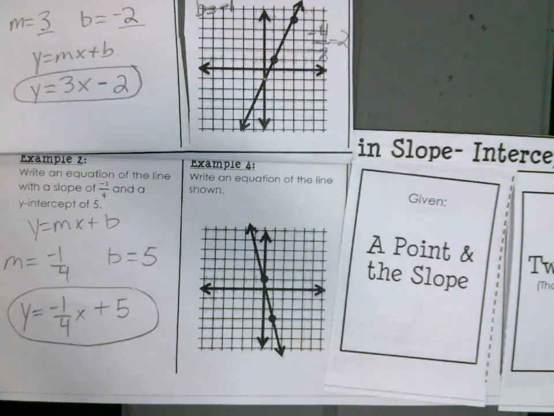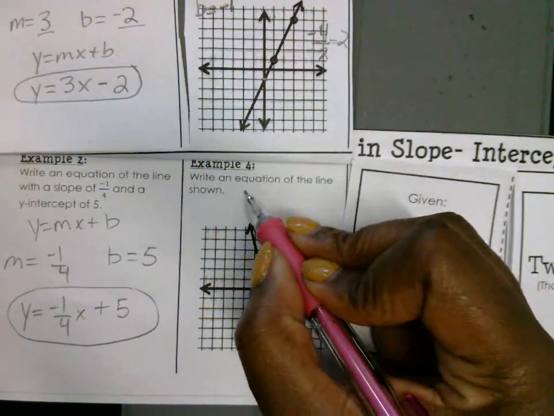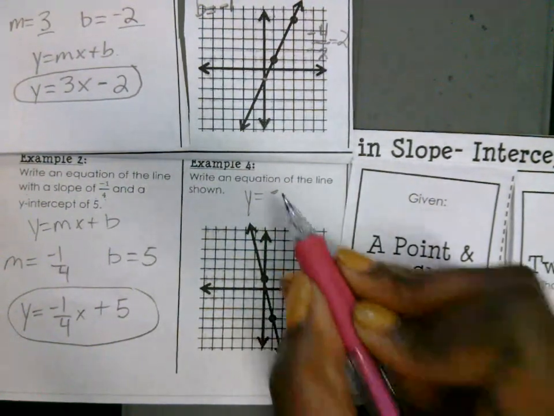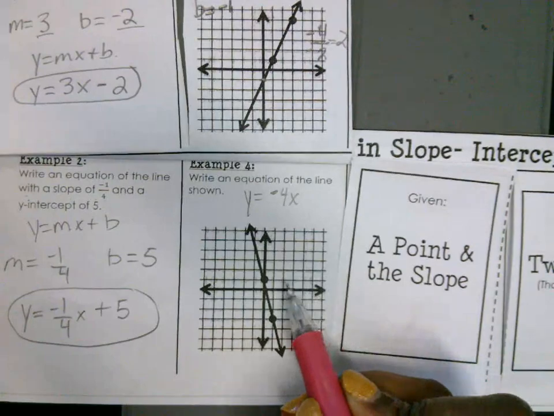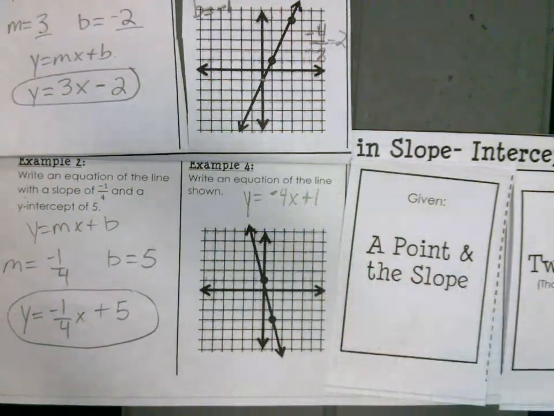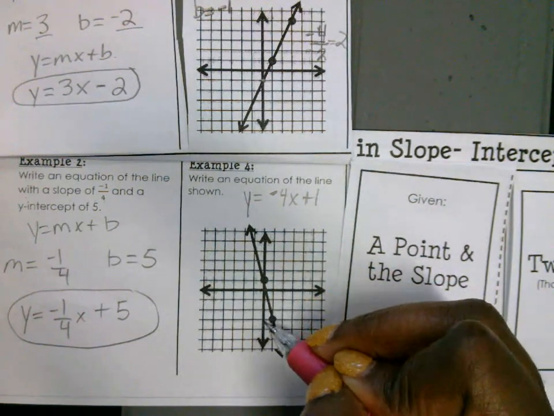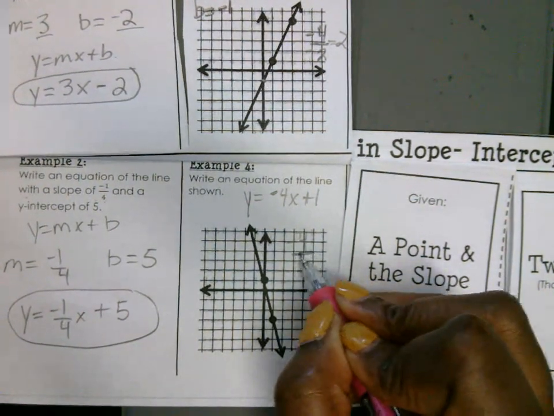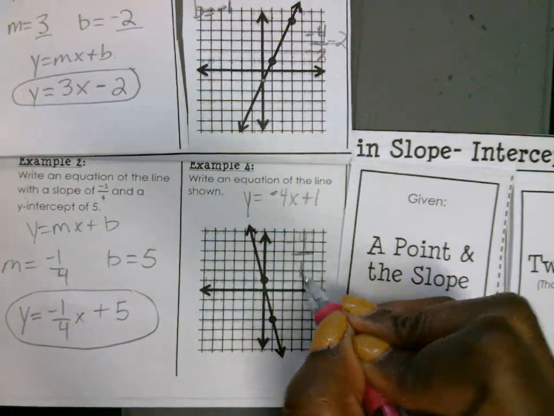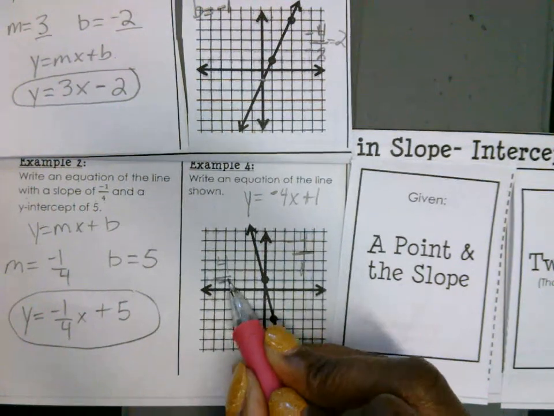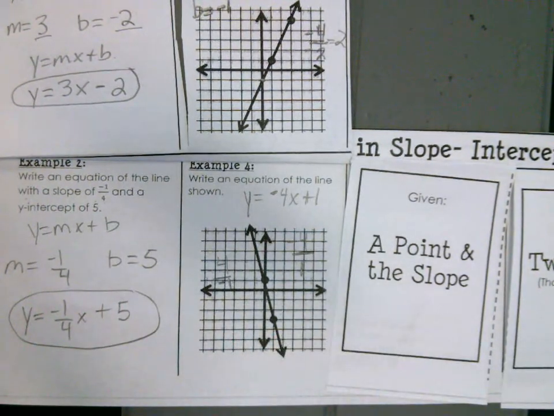All right, let's go. Pick up your cell phone. Oh, what did y'all get? y is equal to what? Negative 4x plus 1. Because the slope is down. 1, 2, 3, 4. And then positive 1. Even if you go up 4, you're going to the left 1. It's still negative 4.